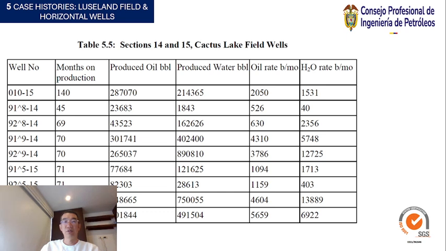This table shows us the section 14 and 15 Cactus Lake field wells. You can see the months on production of these wells remain maybe 4 to 10 years, and the production is not the same. Some are much better and some are lower.